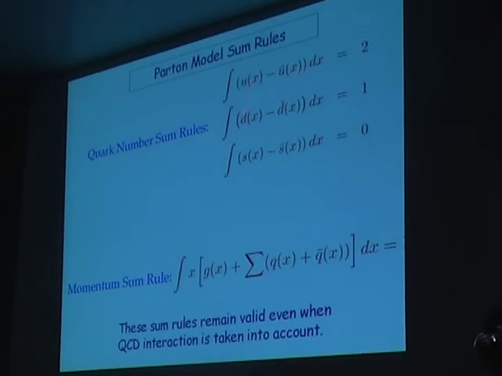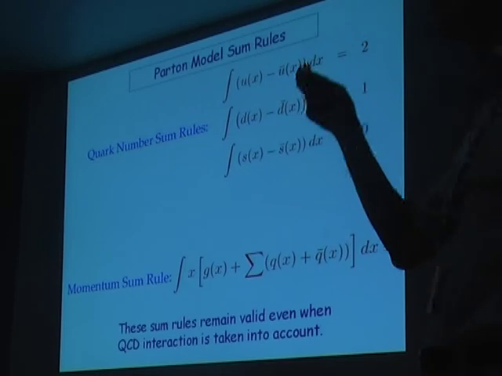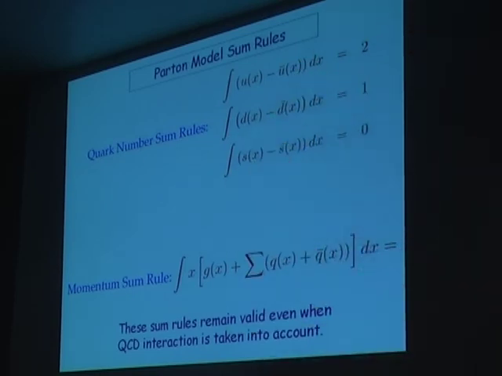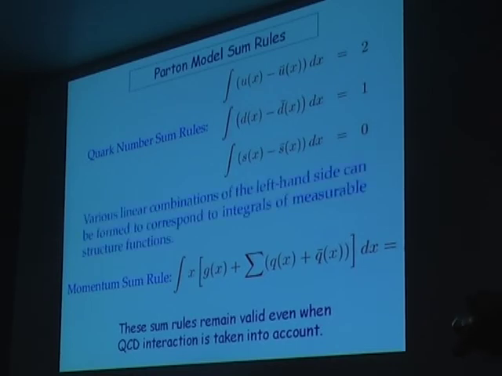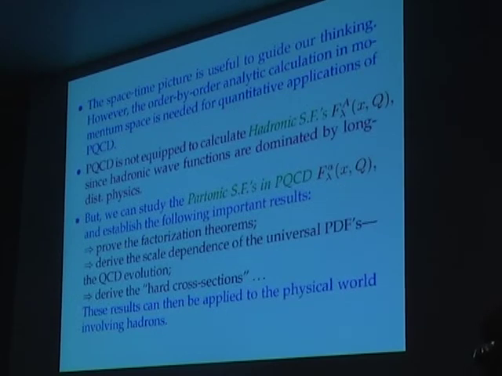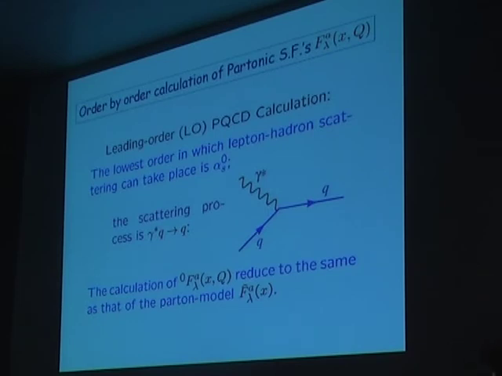Here I have functions of x only. When QCD is turned on, these actually have Q dependence. But you can show that when you form these particular combinations, then the net result actually would be independent of Q squared. So those are all quite profound results. All right. This summarizes what I already said. So let's move ahead.